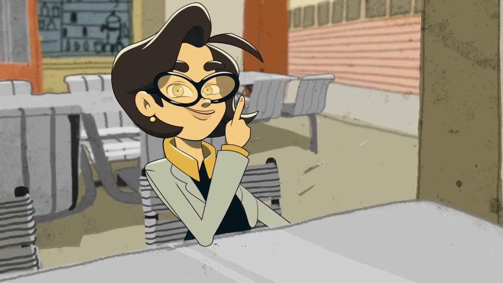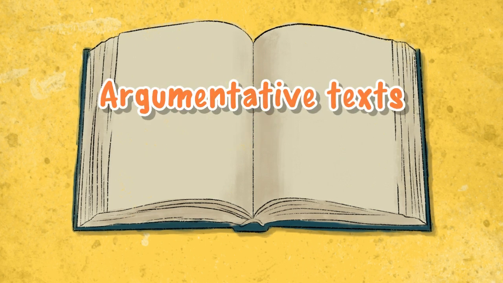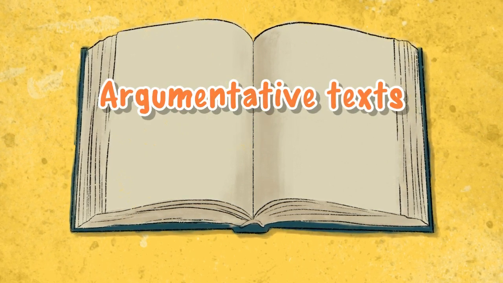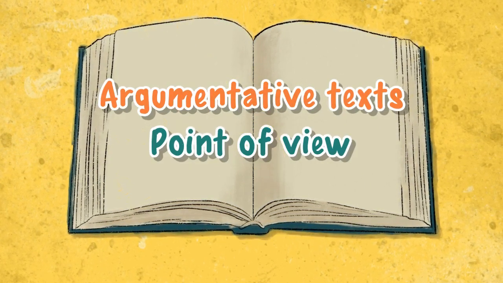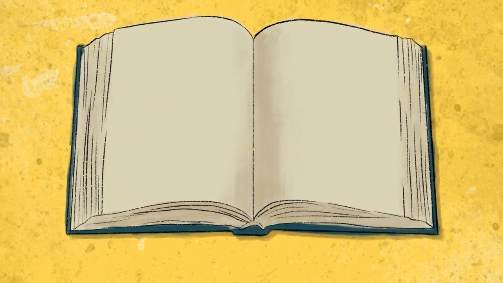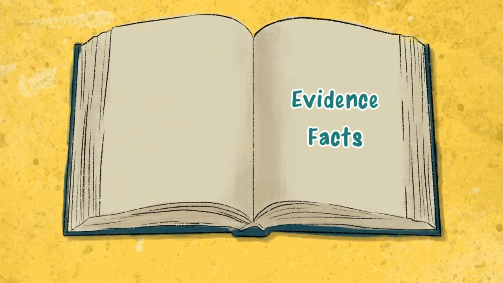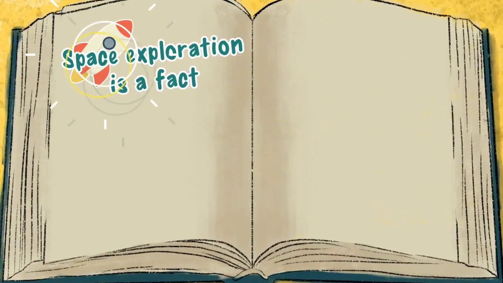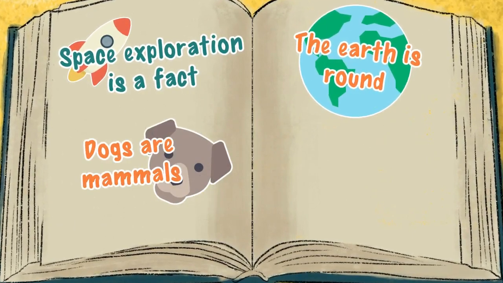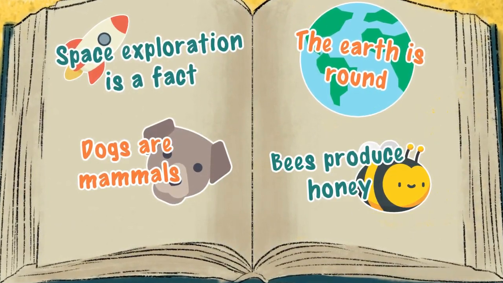On the other hand, we use argumentative texts to convince the reader of the validity of our point of view. And in order to do this, you must use evidence and facts to prove whether or not a thesis is true. A fact is defined as something that is known to have happened or to exist.